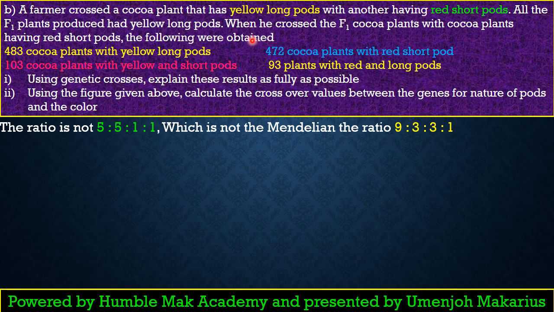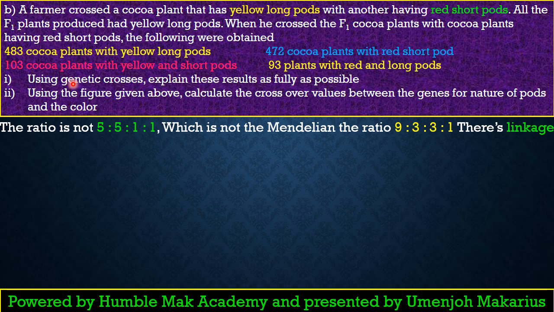Now, let's look at the parents. Do you see that the parents in this case are yellow long pods crossing with red short pods? So whenever the parents occur in a very high number and the offspring occur in a very small number, it means there is crossing over. So in that case, do we see that we have 483 cocoa plants with yellow long pods? It is a parent. Then red short pod is also a parent, right? The parents are occurring in a very high number compared to the offspring. So in this case we have both linkage and crossing over.